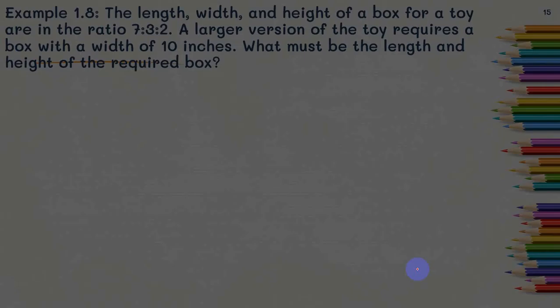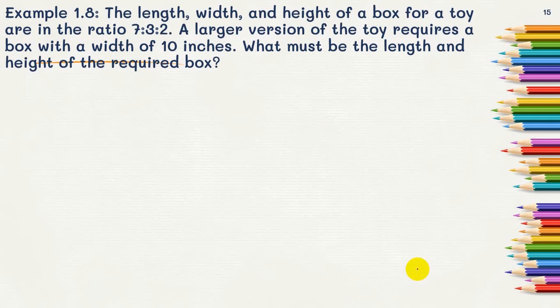Next, last example under proportion. Example 1.8. The length, width, and the height of the box for a toy are in the ratio 7:3:2. A larger version of the toy requires a box with a width of 10 inches. What must be the length and the height of the required box? So it's the same as the previous example, but it's now more situational than the other.